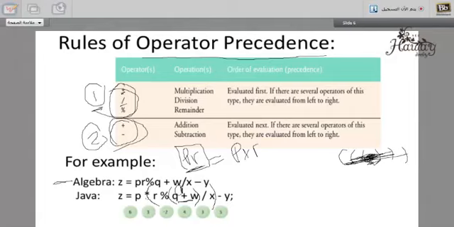After we've done the Q plus W, what do we do next? Yes, we do the modular, the mod, because it is of the same precedence as the division. We have modulus, we have mod, and we have division, and they are of the same family. But because the mod has come first on the left, we have to deal with it first. So we do it, and then we do the division. Then we go back and do the multiplication, and then eventually the subtraction.